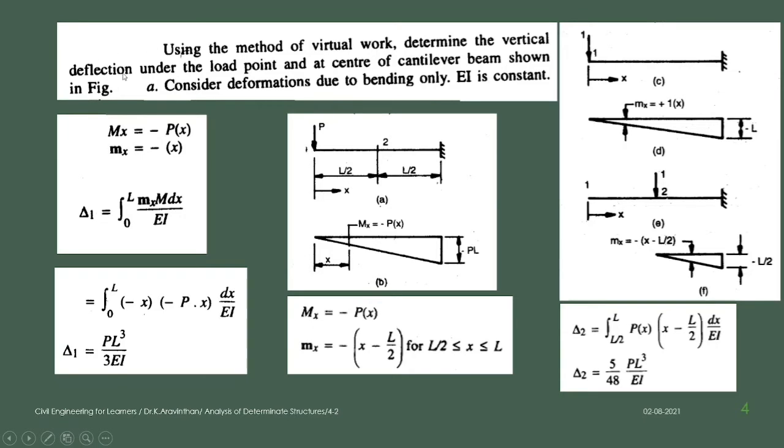Determine the vertical deflection under the load point and at the center of the cantilever beam shown in figure A. So a cantilever beam is shown here. Consider the deformation due to bending only. Now you need to find the deflection, and you can take EI as a constant.